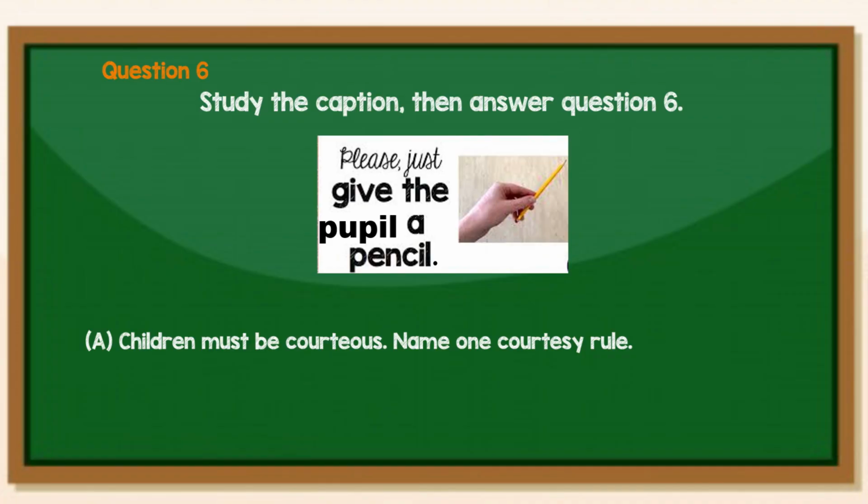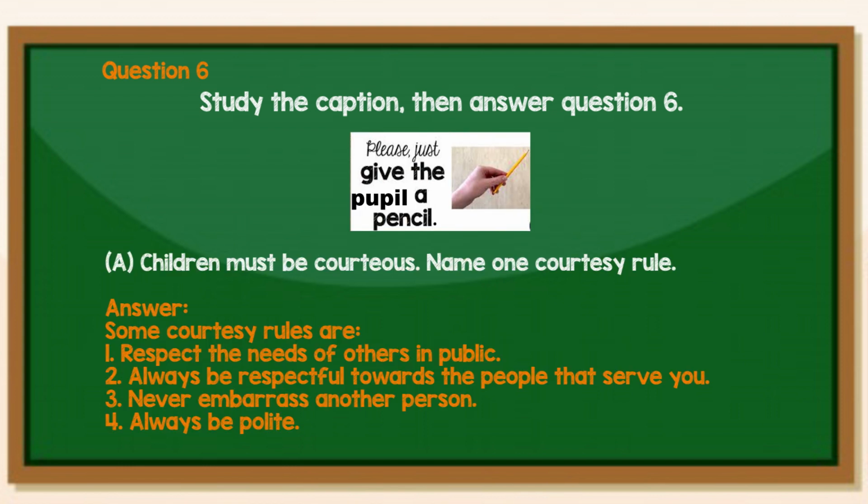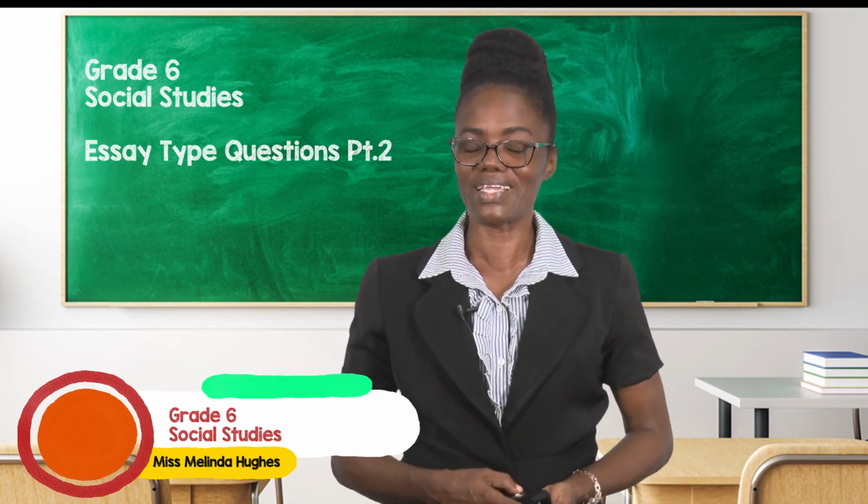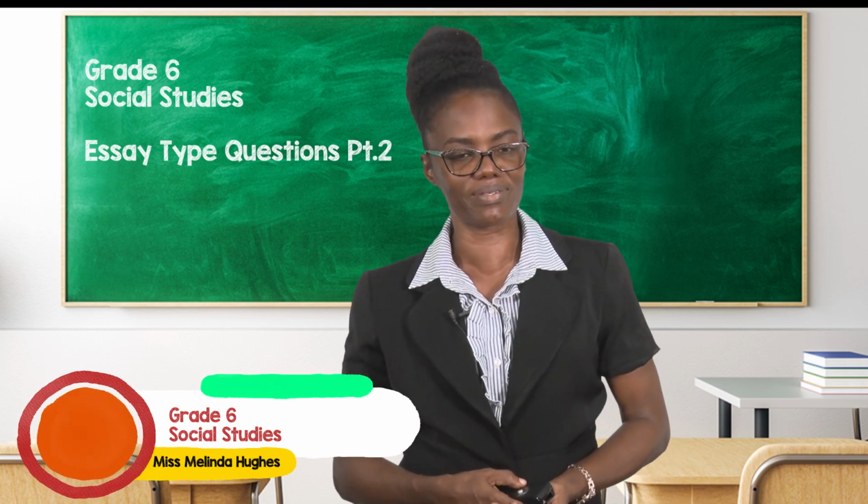Question 6. Study the caption, then answer question 6. The caption says, please, just give the pupil a pencil. Children must be courteous. Name one courtesy rule. Some courtesy rules are respect the needs of others in public. Another one is always be respectful towards the people who serve you. Another courtesy rule is never embarrass another person. Another one is always be polite. So, boys and girls, if you have written any of those, then you are correct.